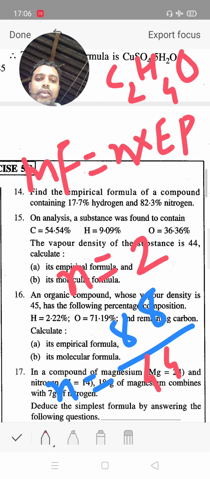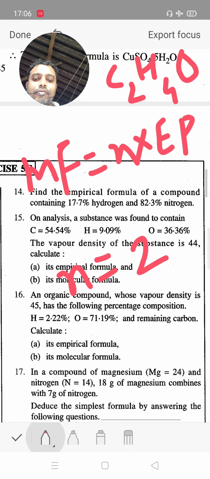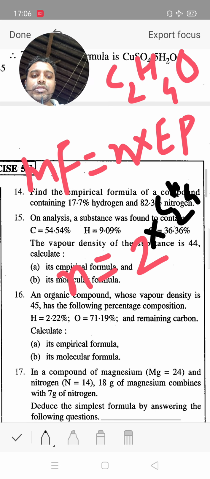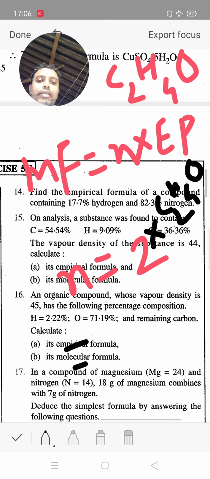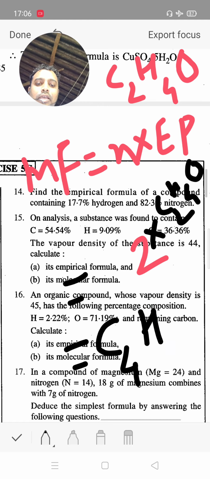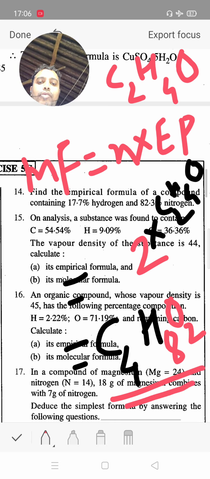We already have the empirical formula in this example, which has 2 carbon, 4 hydrogen and 1 oxygen. The value of n is equal to 2. Then we get the molecular formula: C4H8O2. It is the molecular formula of this compound, which has 4 carbon, 8 hydrogen and 2 oxygen.